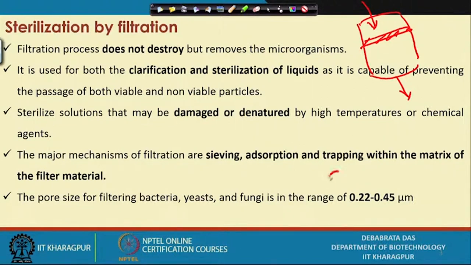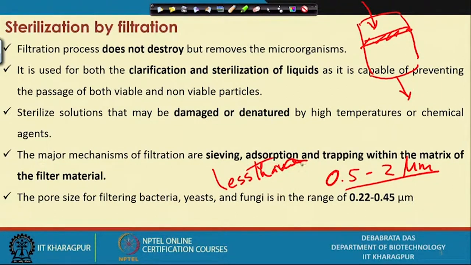Now, suppose the size of the bacteria is 0.5 to 2 microns, am I right? So, what is the pore size of the membrane? It should be less than 0.5 microns, am I right? Now, if you pass the medium through this membrane, there will be a tremendous pressure drop across the membrane. Due to the tremendous pressure drop, the operational cost of the process increases very high. Not only that, due to the high pressure difference, the life of the membrane, which is also a very important factor, will be reduced.